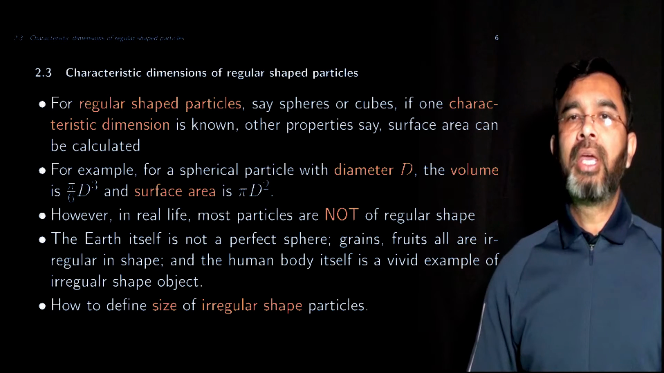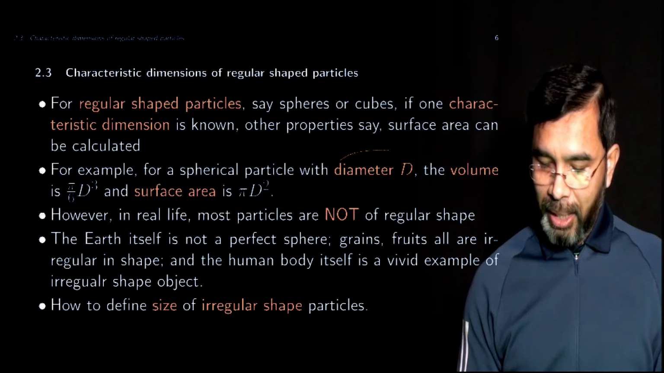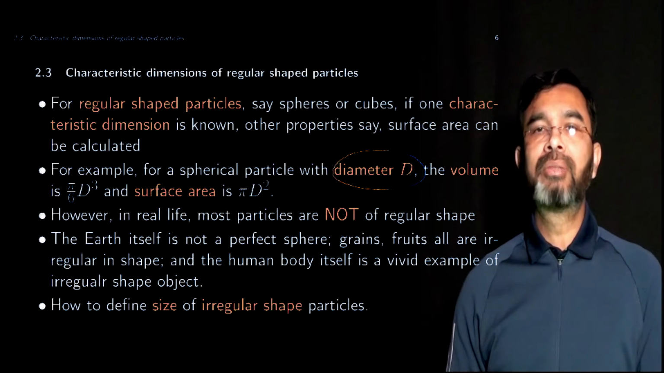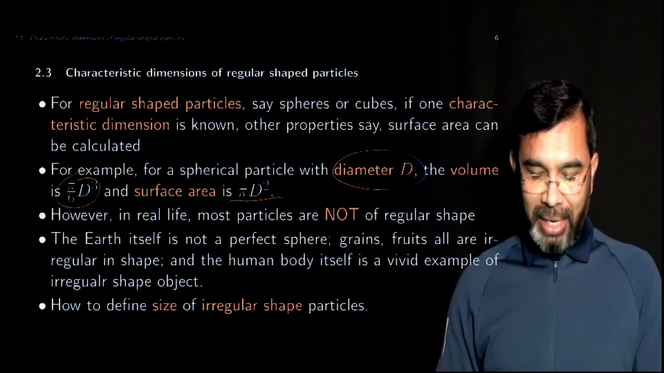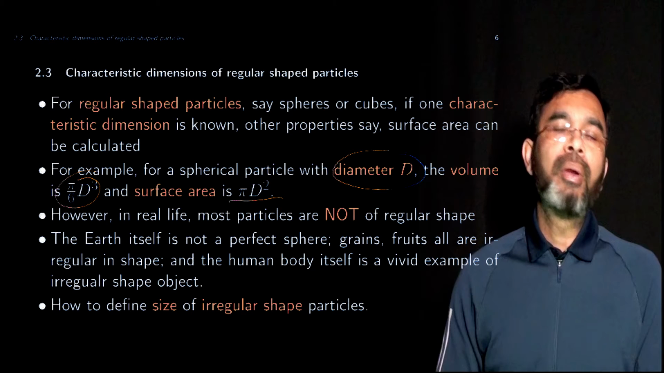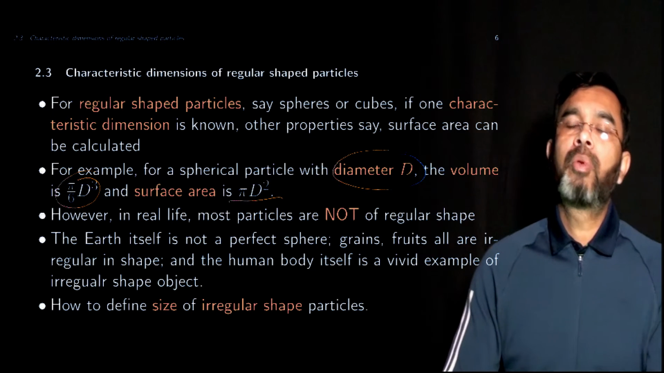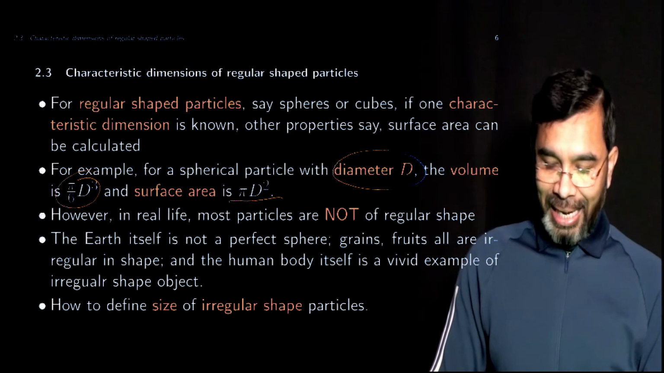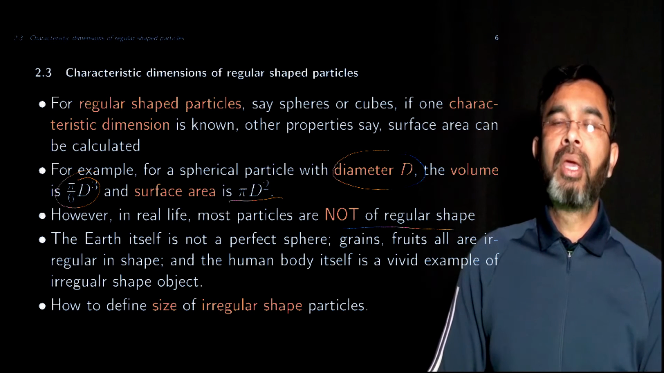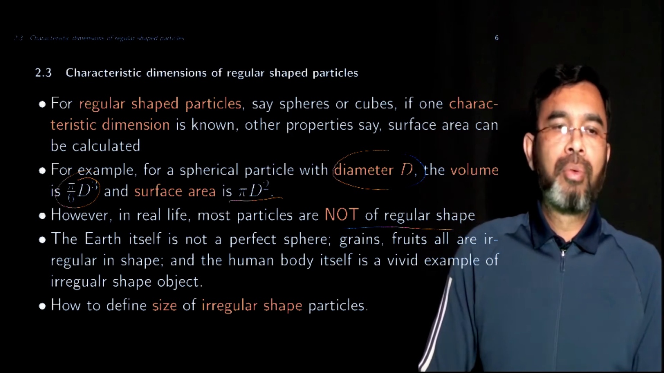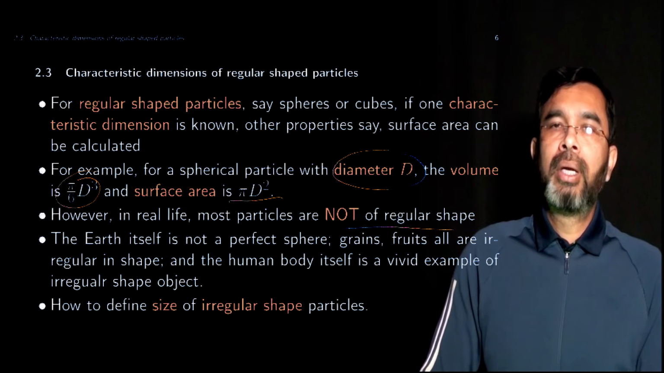For example, if you know the diameter of a sphere, if it's d, then its volume is pi over 6 d cubed and its surface area is pi d squared. Now, in real life, most particles are really irregular in shape, meaning they are not of a regular shape. If you look at even some fruits, say an apple, it's not spherical.